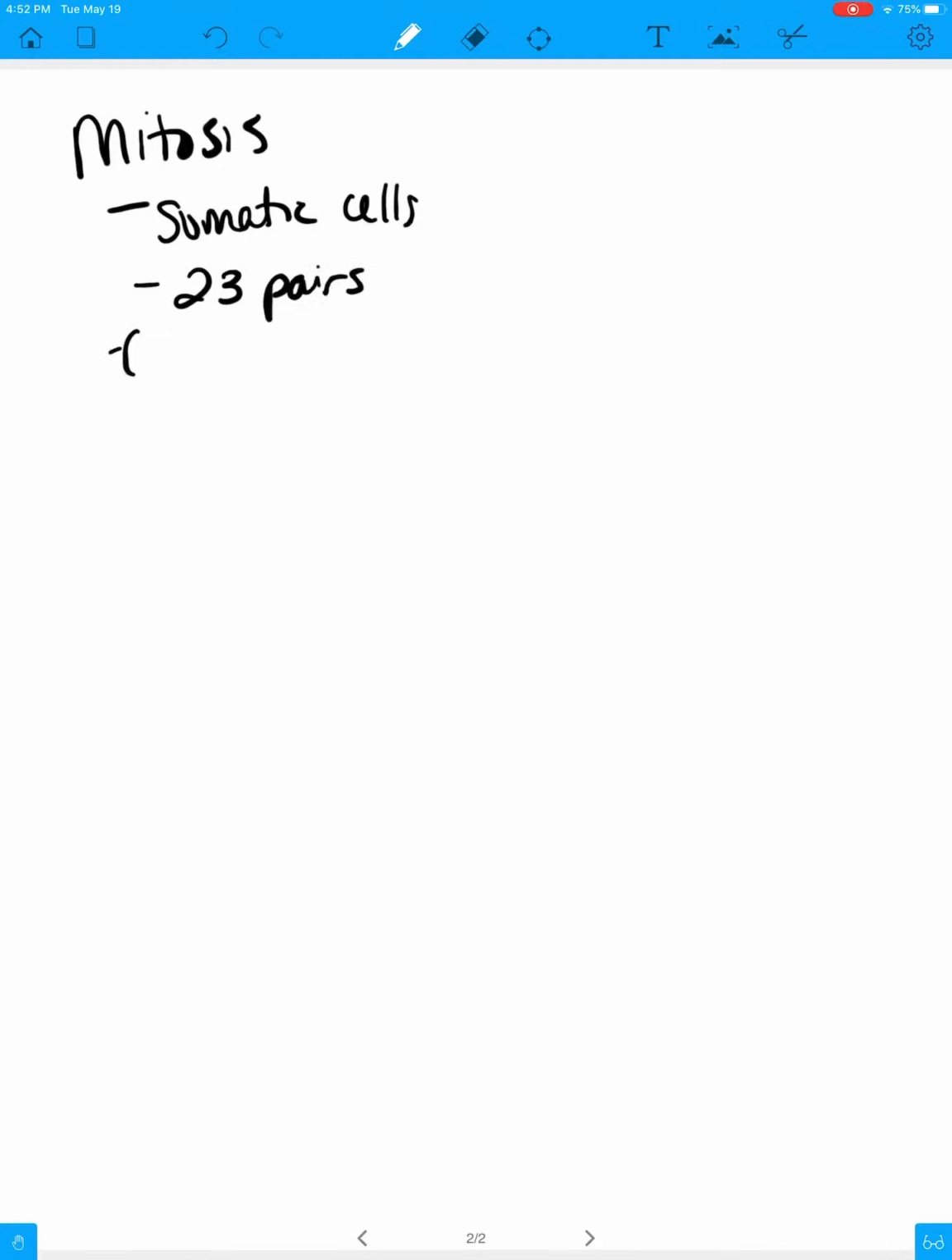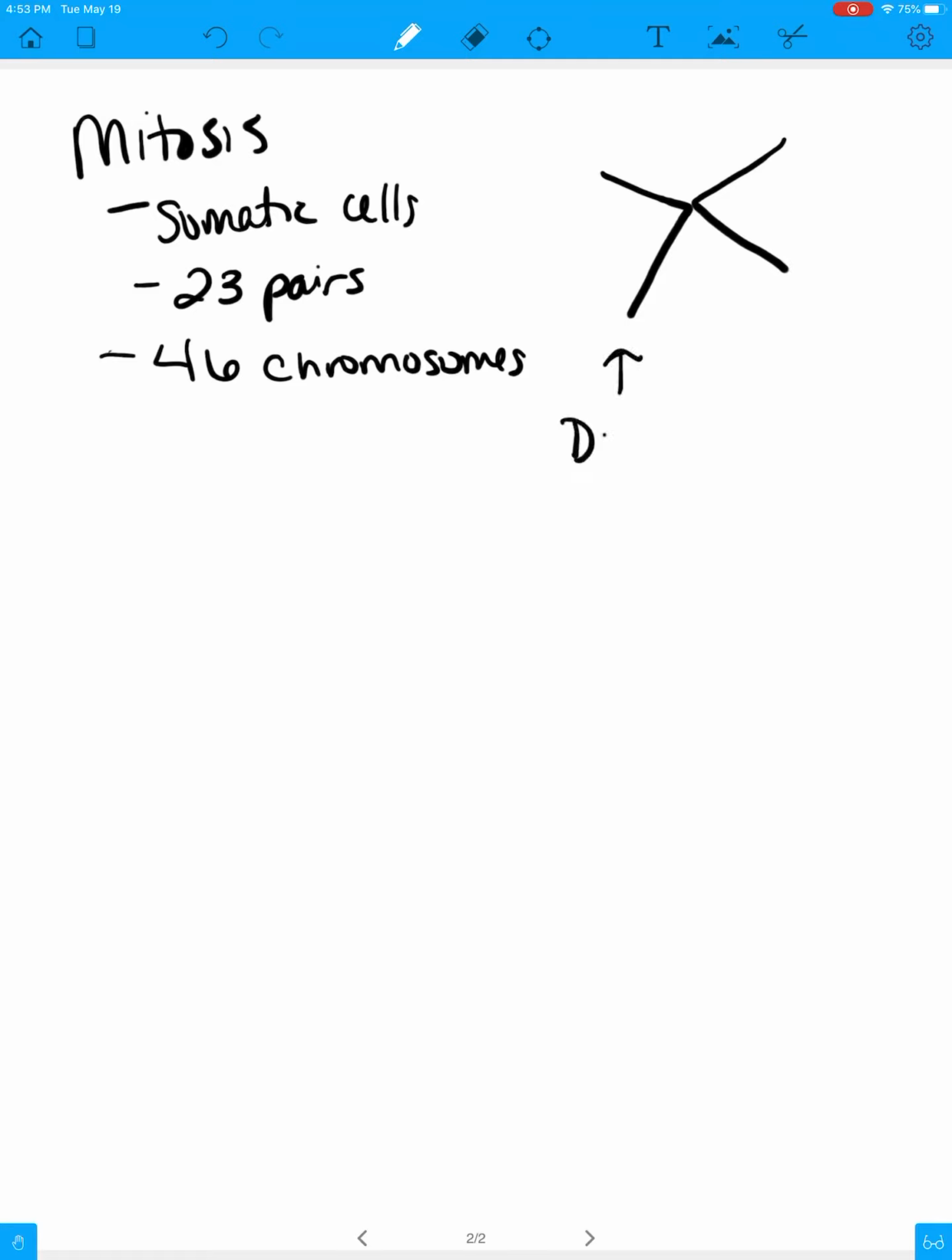With mitosis, just to refresh your memory, you're looking at somatic cells that are going to be using mitosis. They have 23 pairs, or we can say 46 chromosomes in total. So you basically get one set of 23 from each parent. Now, when these chromosomes are put together like this, let's say this one's from dad and this one is from mom.